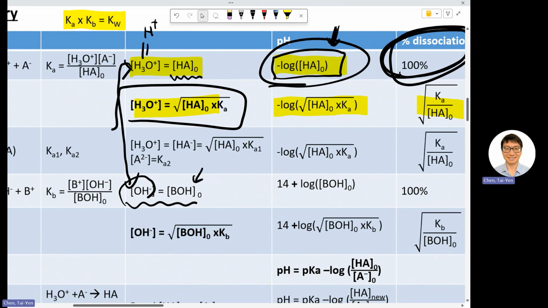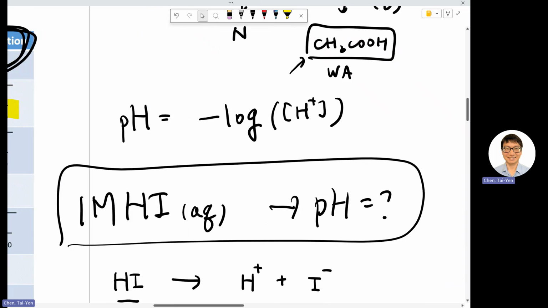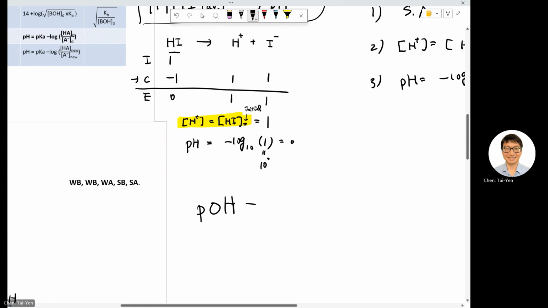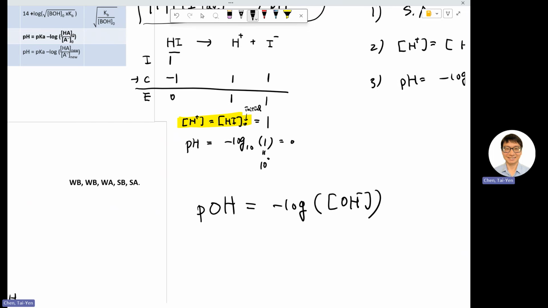And then once you know the base concentration, you can calculate the so-called pOH. So what is the definition of your pOH? The p is negative log base 10, right? So negative log of your hydroxide concentration. Okay, so this is something that you also need to know. pOH is negative log base 10 of the OH minus concentration.